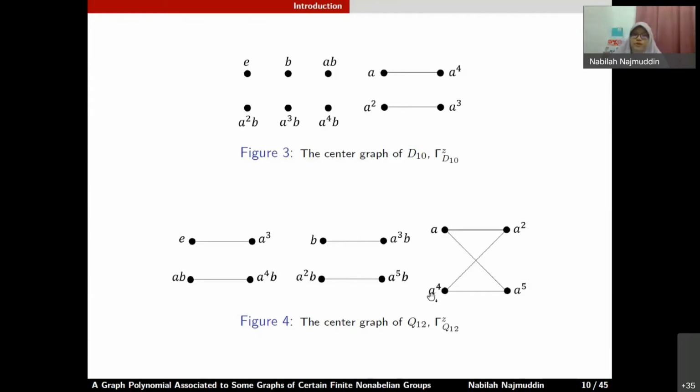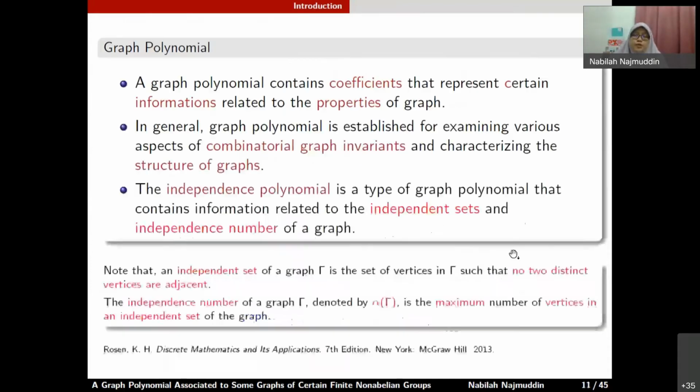We have seen what the graphs associated to groups are, and now we see graph polynomials. What is a graph polynomial? If we say polynomial, we know that a polynomial consists of coefficients and also unknowns. For a graph polynomial, the coefficients represent certain information related to the properties of the graph. In general, a graph polynomial is established to examine certain aspects of combinatorial graph invariance and to characterize the structure of graphs. Graph invariance means the graph properties that are always preserved under isomorphism.